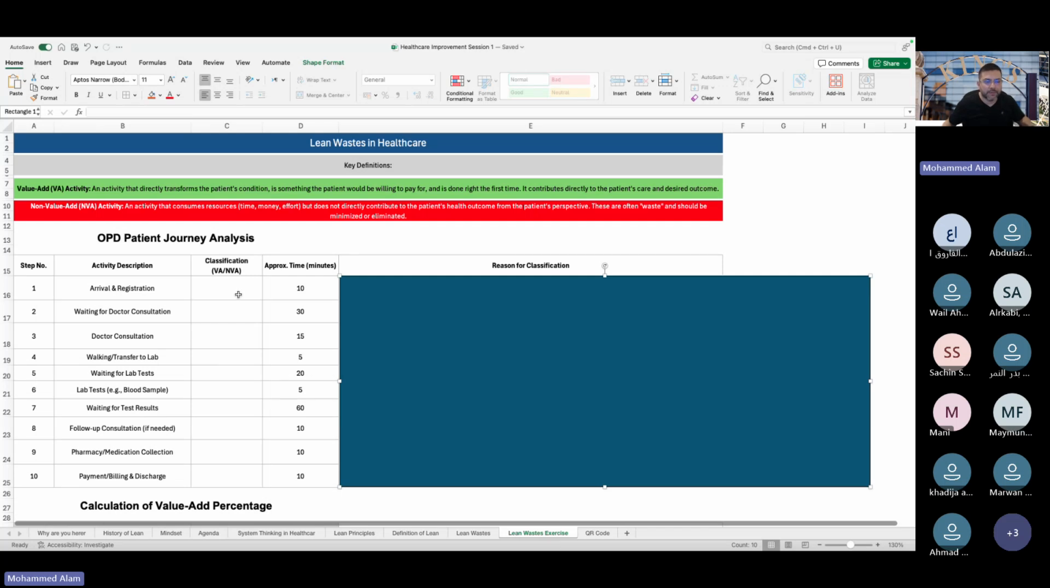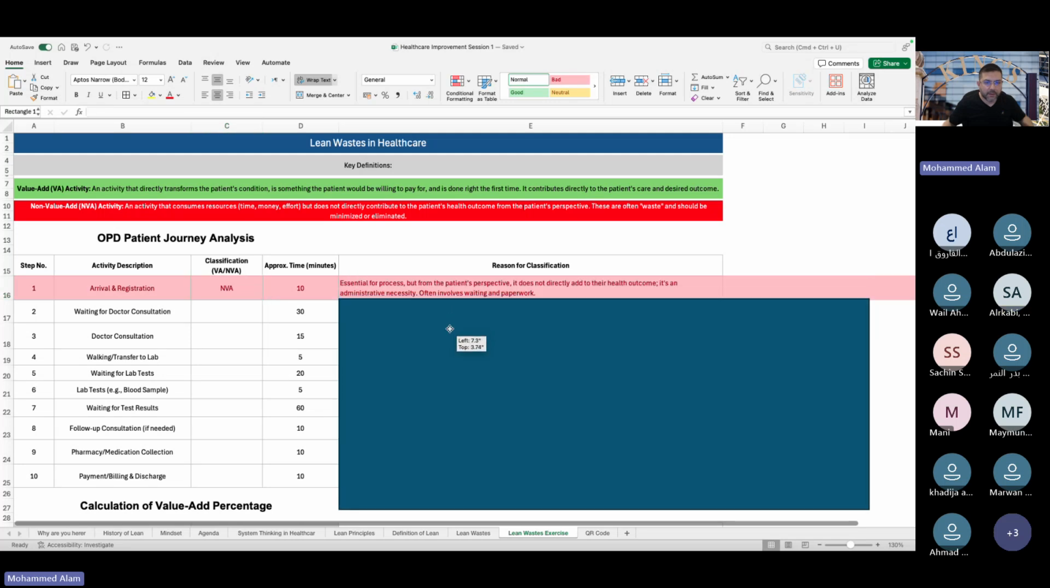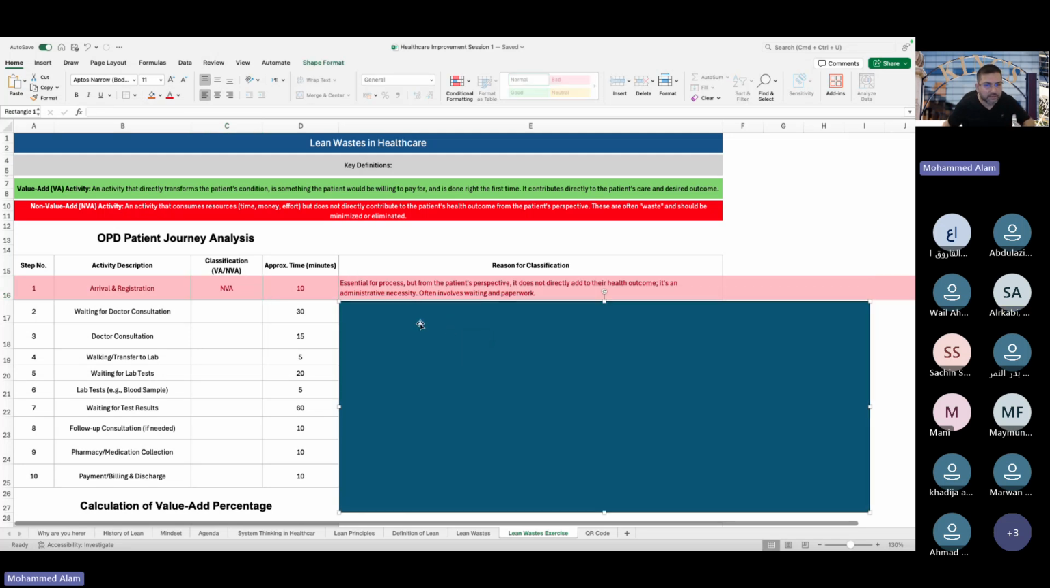Arrival and registration: is it a value add or non-value add activity from the patient's point of view? Non-value added activity. Absolutely. Why? It is essential for the process, no doubt about it. But from the patient's perspective, it does not directly add to the health outcomes. It's an administrative necessity. Have you seen patients getting irritated standing in front of reception sometimes? Though we need to register the patient, the patient really gets agitated and upset: why are you doing this? Why are you asking so many questions? Why is it taking time?